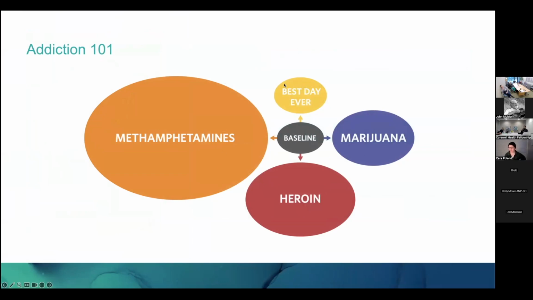What happens when somebody uses a substance is that their pleasure reward center just lights up significantly, and it results in a huge release of endorphins. And what are endorphins? Why, endorphins are endogenous opioids. So what gives us pleasure in life? Opioids. So you can see that release from cannabis, from heroin, from methamphetamine is way higher than kind of best day ever.